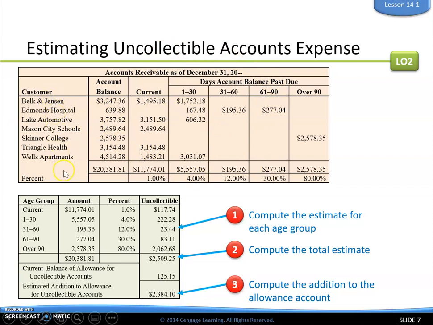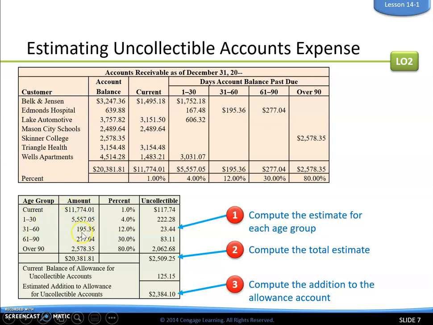And so we see our customer, we see the account balance, we see what their current amount is that they owe us. And then we also see, notice they've broken it into columns as to how late they are. So this means that they are 1 to 30 days late with payments. This is 31 to 60, 61 to 90, and over 90 days late. Okay. And then down here at the bottom is the percentage of what we're assuming that we're not going to get back. They've taken this information up here and brought it down here.